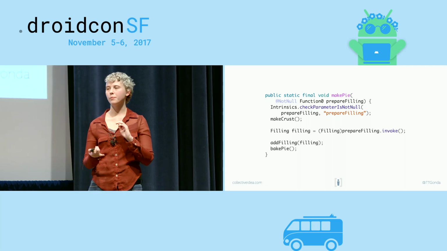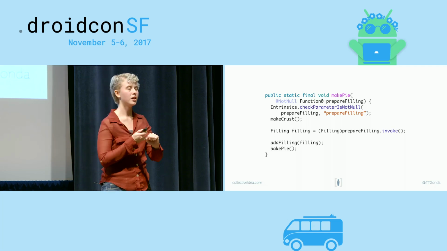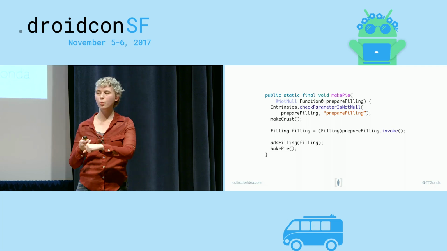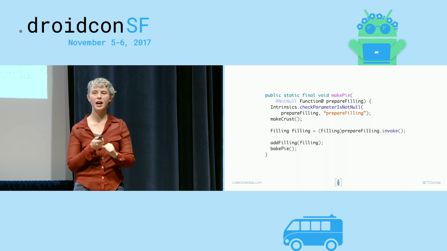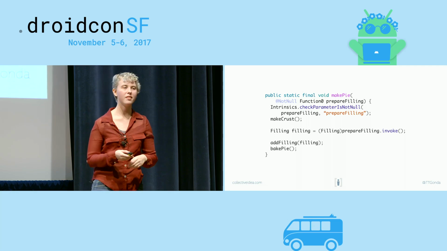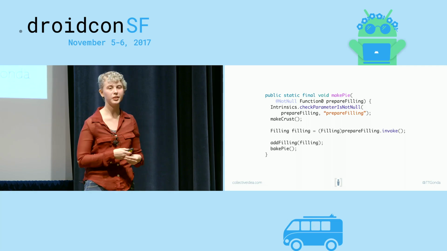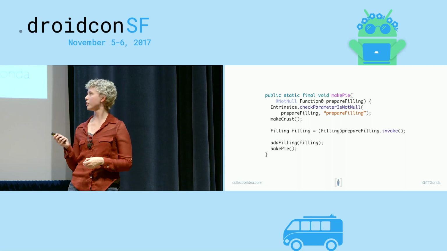We have our check that the parameter's not null. We've seen that before. We're making the crust. And then the next line is what we want to look at right now. It's doing prepare filling and then calling .invoke on it in order to perform that operation. And then the rest is what we've already seen. Cool. So how might we call this function?